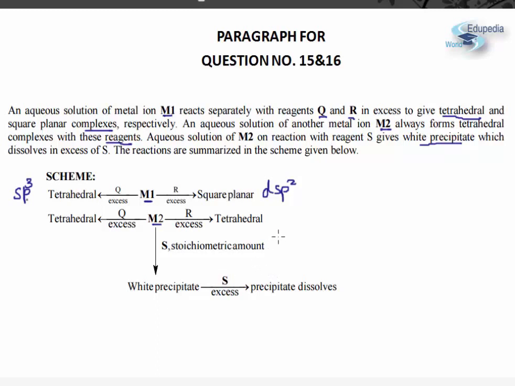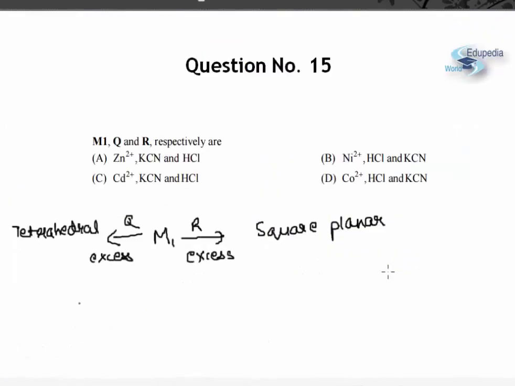So clearly this indicates an amphoteric nature, because normally it happens in the case of compounds of amphoteric salts that they form a precipitate which later on dissolves. So this would indicate the amphoteric nature of M2. Okay, so these are some of the preliminary hints which I am getting looking at the passage. Now let me take you to the questions.